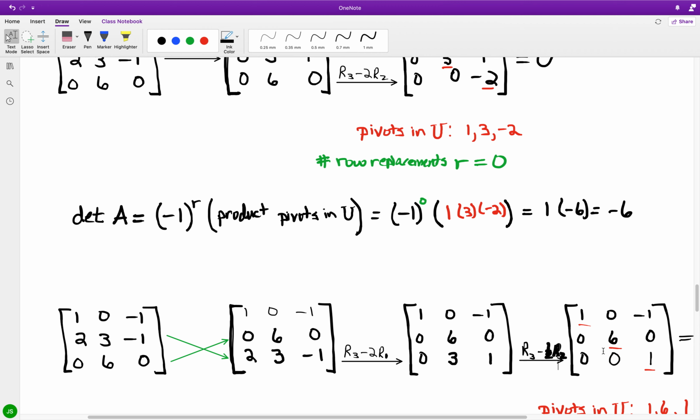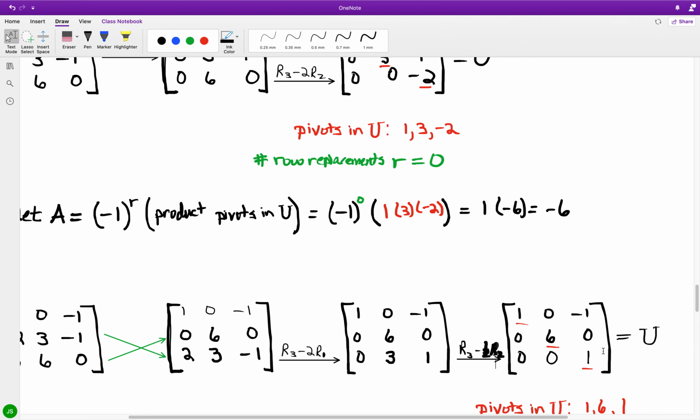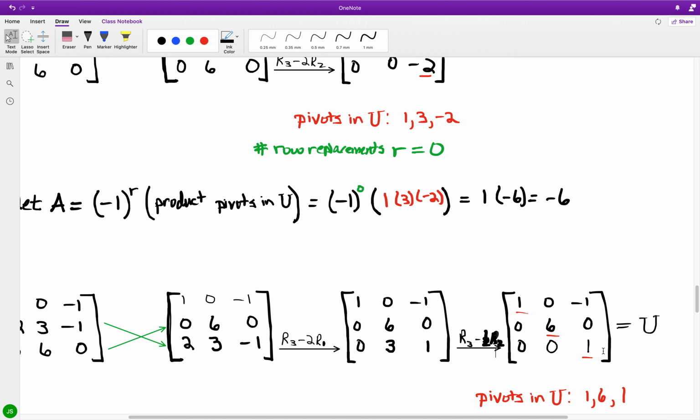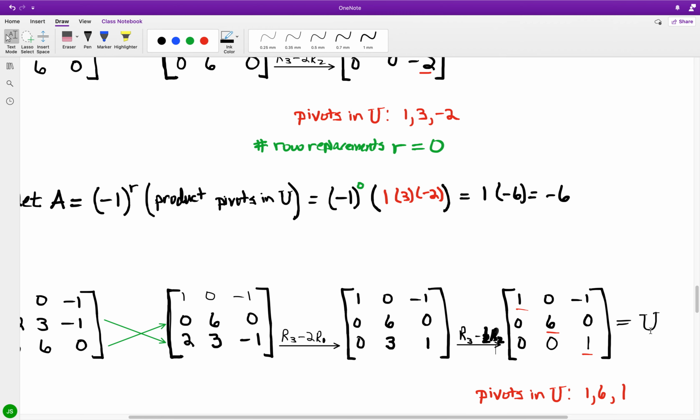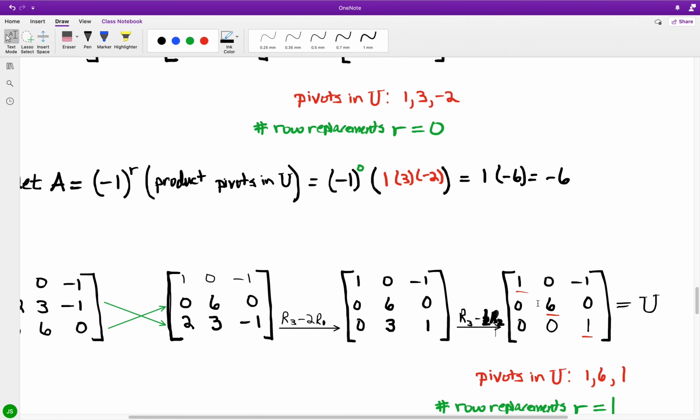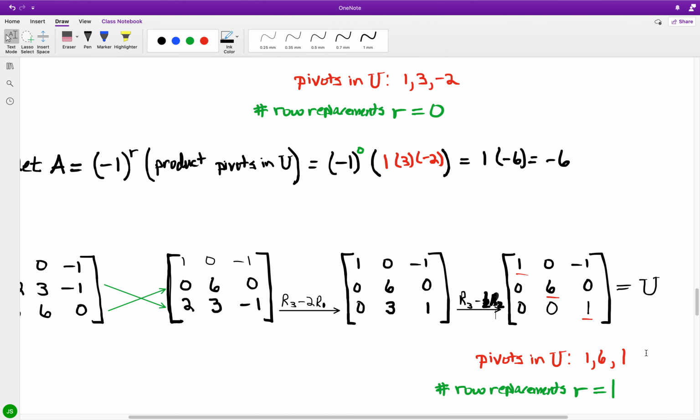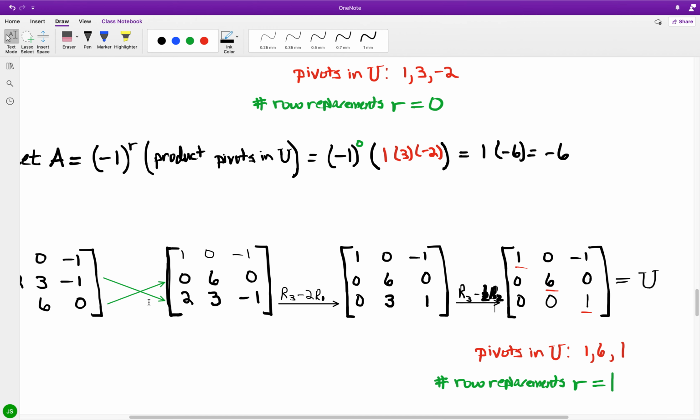And this particular transformation is going to be that reduced form, in echelon form, where we have this to be our other matrix U, and this time we had the pivots to be 1, 6, and 1. Now again, from earlier, there was one row replacement in the progression.